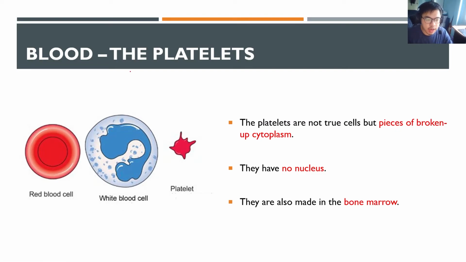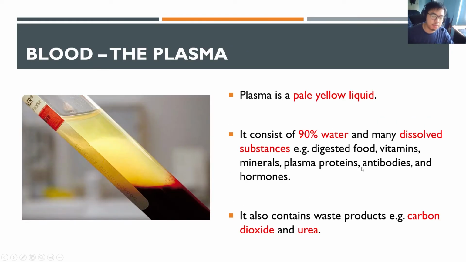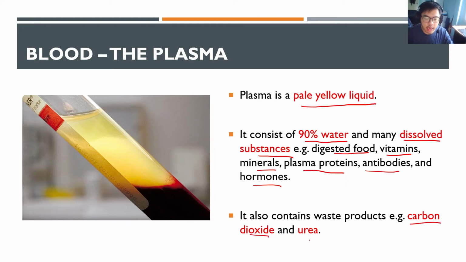And then lastly, you have the platelets, which are these ones here. Platelets are not cells. They are just smaller, broken pieces of a cell's cytoplasm. They have no nucleus, but they are also made in the bone marrow. The plasma, on the other hand, is a pale yellow liquid. The plasma is made from 90% water and a lot of different dissolved substances like food, vitamins, minerals, plasma proteins, antibodies, and hormones. It also contains waste products like carbon dioxide and urea.